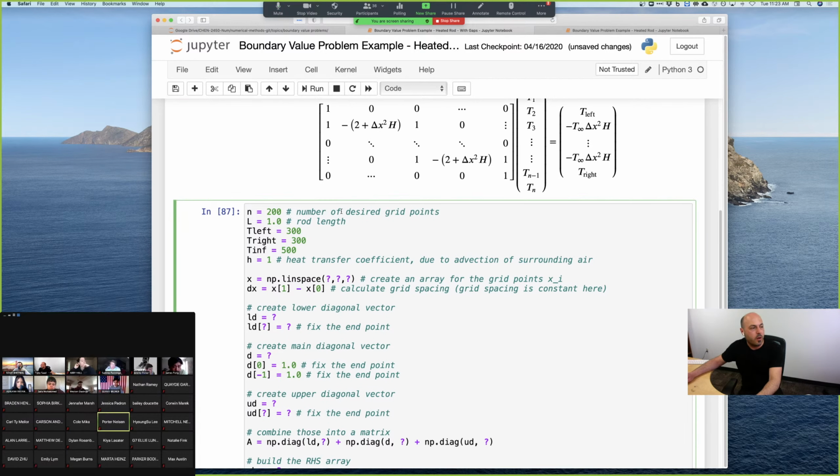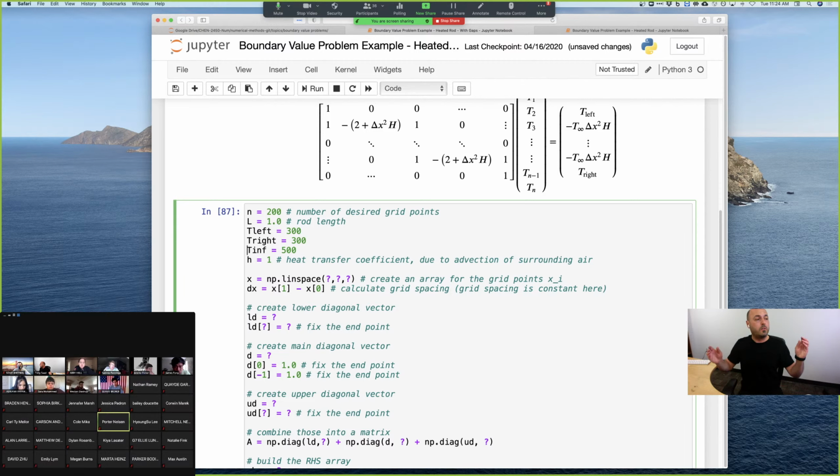Okay. So now I've got a bunch of things for you already ready over here. N is 200 points. We want to do it for 200 points. Now, be careful what you mean by whether you want to do points or intervals. Just be clear about that definition early on. Sometimes I use intervals, sometimes I use points. Make sure you are clear about that. So let's do 200 points, rod length of 100. T left and T right are both at 300, let's say, and T infinity is at 500.